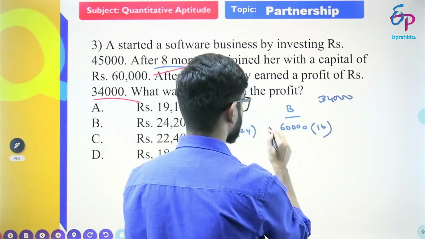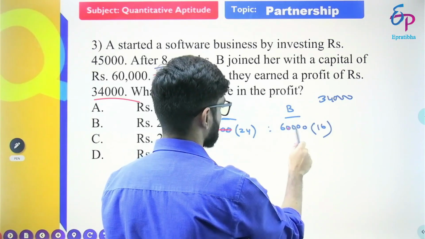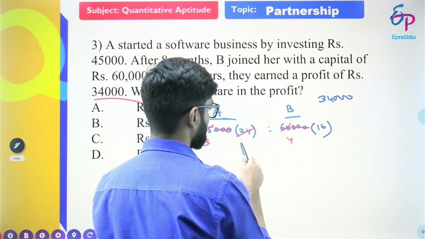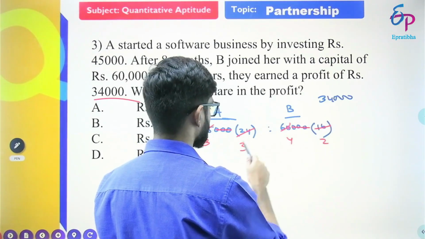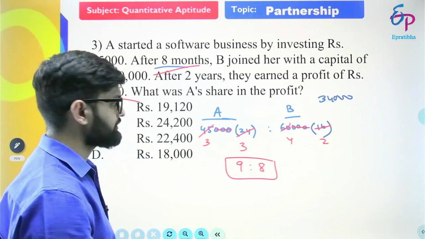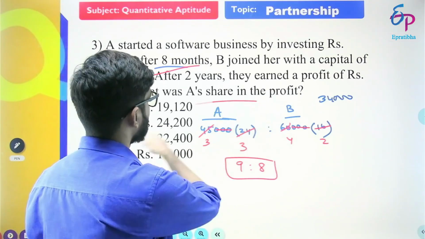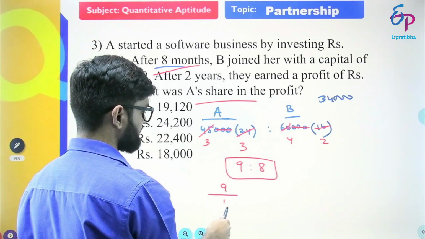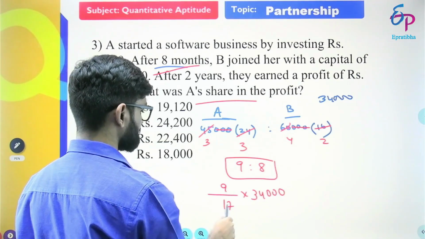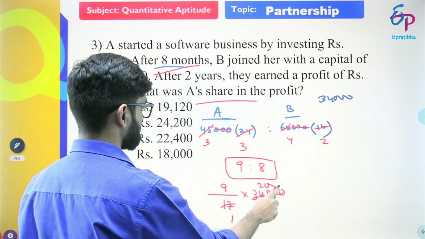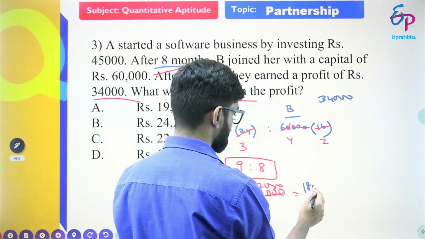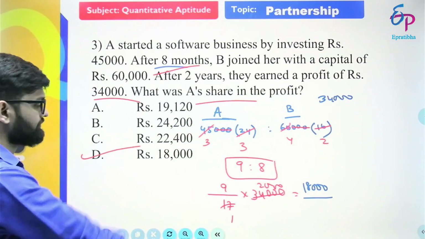34,000. So 3 zeros cancel. 15 threes are, 15 fours. 8 threes, 8 twos. So this is 9:8. 9:8 is the ratio. But we want whose profit? A's profit. 9 by 17 into 34,000 is 2 times. So that is 2 into 9, 2,000 into 9. So this is 18,000, the answer for this question.